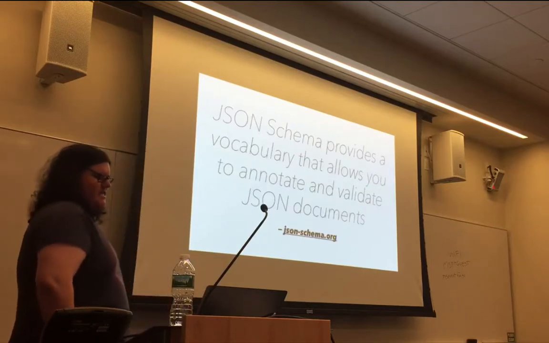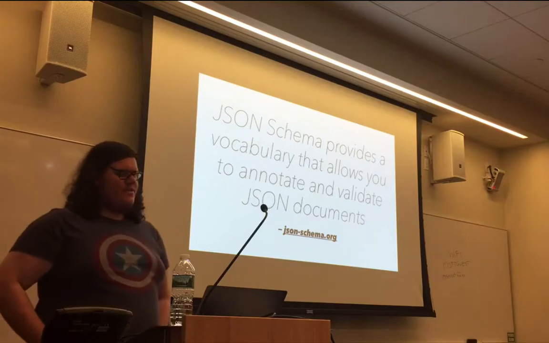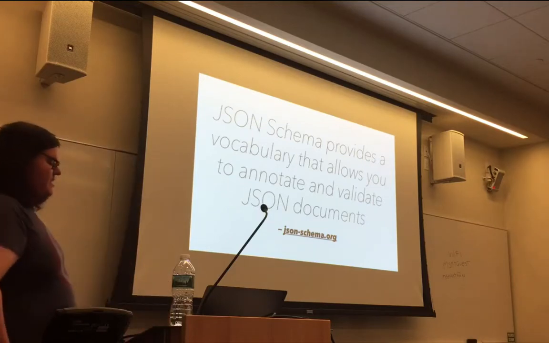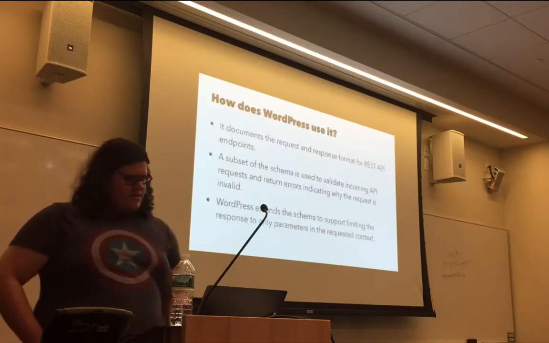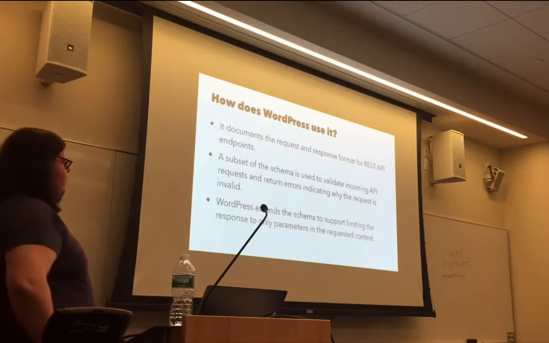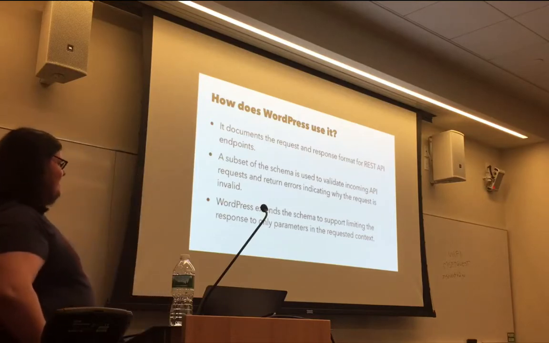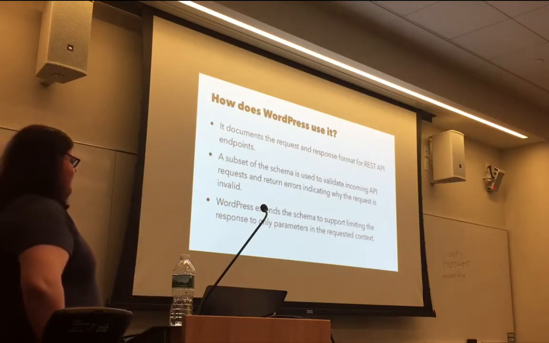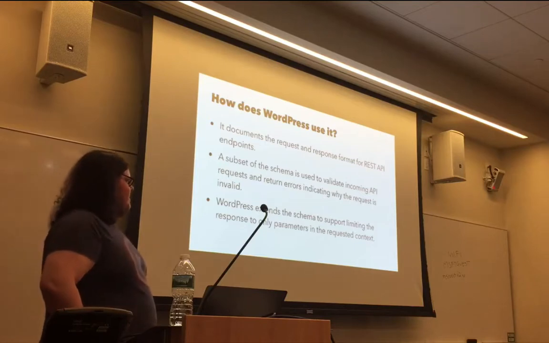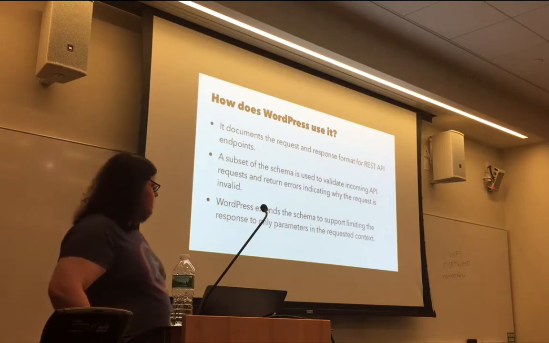So as the JSON Schema website describes it, JSON Schema provides a vocabulary that allows you to annotate and validate JSON documents. So how does this relate to WordPress? WordPress uses it to document the request and the response format for all REST API endpoints. WordPress uses a subset of the schema, and it uses it to validate incoming API requests and return errors indicating why the request is invalid.